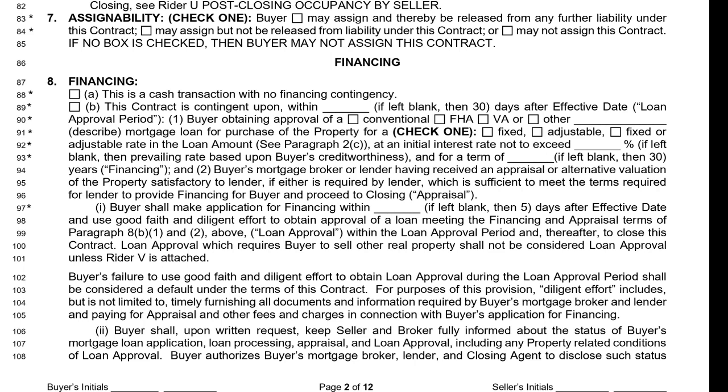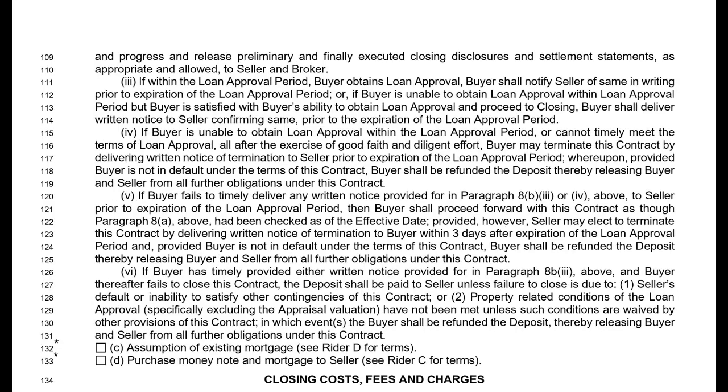So that's why it's very important for you to stay on top of these timelines. Everyone pays attention to the inspection period, everyone pays attention to the closing date. I urge you to pay attention to the loan commitment date, because after the loan commitment date, you must be going to closing. You'll have no other protection. That's line 120. If the buyer fails to timely deliver written notice to the seller prior to the expiration of the loan approval period, then the buyer shall proceed forward with this contract as though everything was fine.